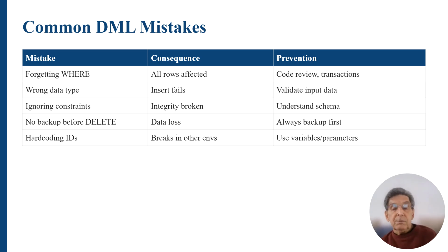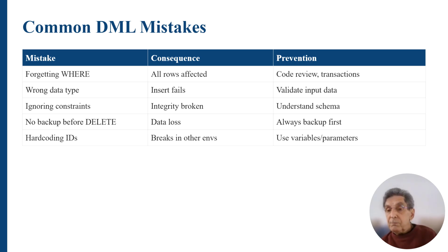Wrong data types. This is another common error. They cause insert failures. Validate your input data before attempting to do the database operation. Third, ignoring constraints. That can lead to referential integrity errors. Postgres won't allow that. You have to have your foreign keys intact in order to create the data. So prevention means understanding your schema's relationships and ensuring patient records exist before creating children.